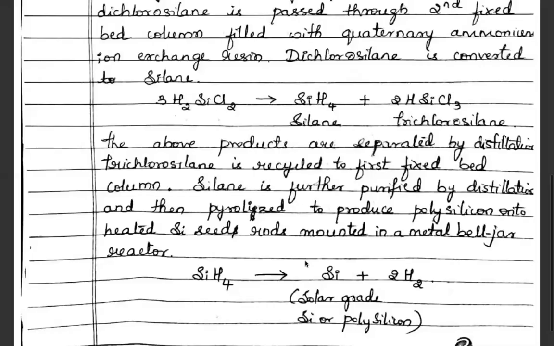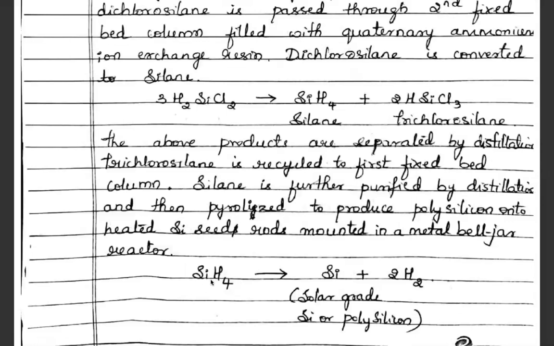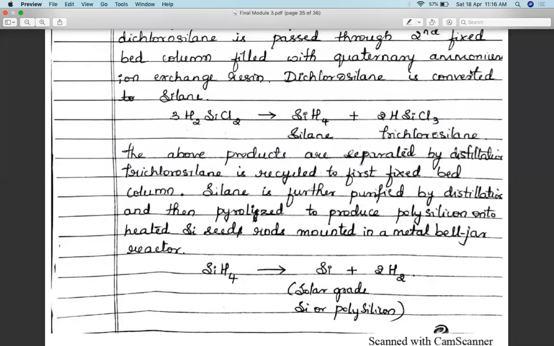So this silane has to be broken so that I'll get silicon. How do I do that? In a metal bell jar, by subjecting it to pyrolysis reaction, that is heating it at extremely high temperature so that the bonds are broken and we get silicon, which is of ultra pure quality in the form of polycrystalline silicon. Okay, so this is the one which we are in need of, which is of 99.99% purity. I hope you understood now. Is it clear, students?